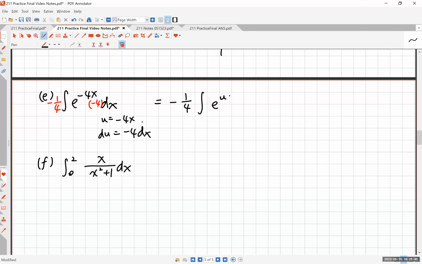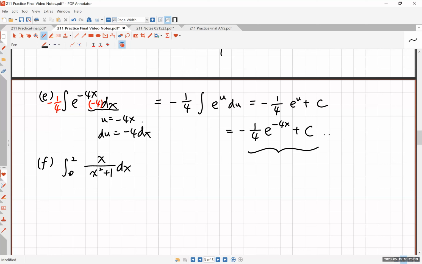e to the u is my new integrand, because e to the negative 4x is now called e to the u. And then negative 4 dx is my du. So again, in one simple step, I have simplified this integral greatly. So the answer is negative 1/4. And of course, the antiderivative of e to the u is the easiest one. It's e to the u, and then of course, plus c. And that's negative 1/4 e to the negative 4x plus c.